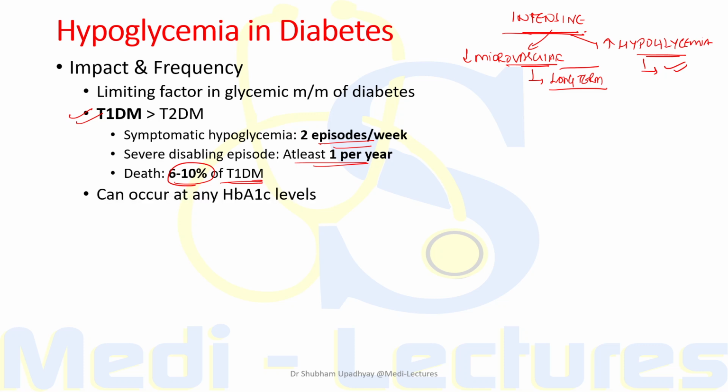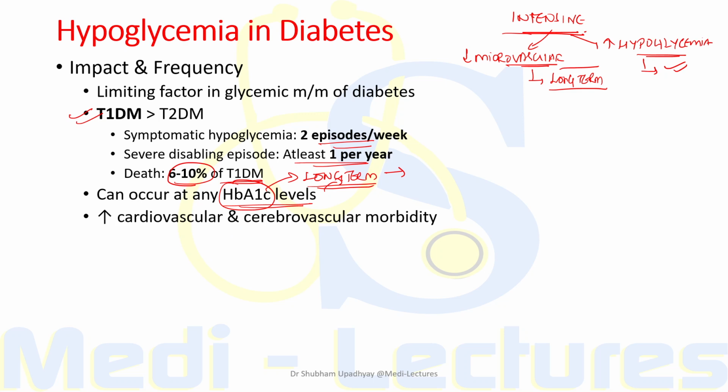Now, it is important to note that hypoglycemia can occur at any HbA1c levels, but it is more frequent at lower HbA1c levels. So, this is an easy concept that HbA1c levels tell us about the long-term glucose control. This has nothing to do with hypoglycemia and hyperglycemia in the short term. Then, as we have discussed, hypoglycemic episodes are associated with increased cardiovascular as well as cerebrovascular morbidity.